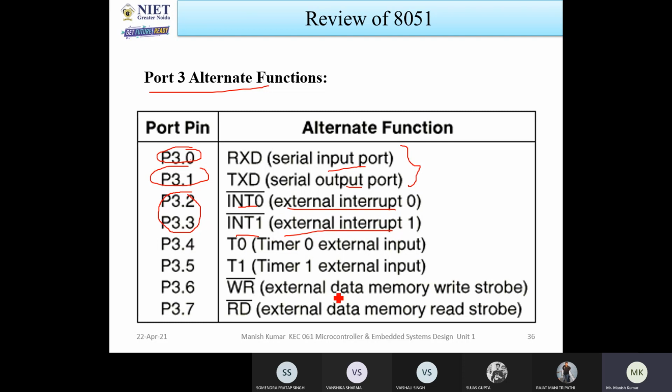In the same way, P3.4 and P3.5, these two pins are dedicated for the timers: timer 0 external input and timer 1 external input. 3.6 is used for the write purpose and 3.7 is for the read purpose. So whenever you want to write to external memory or read the external memory, you can use P3.6 and P3.7.